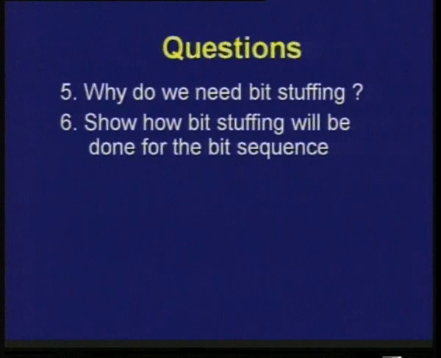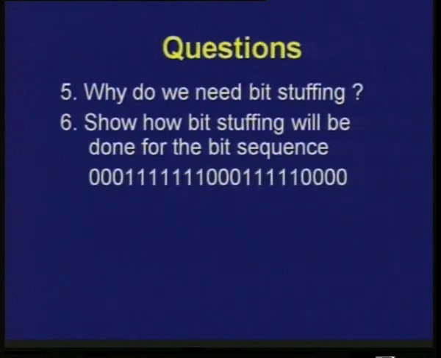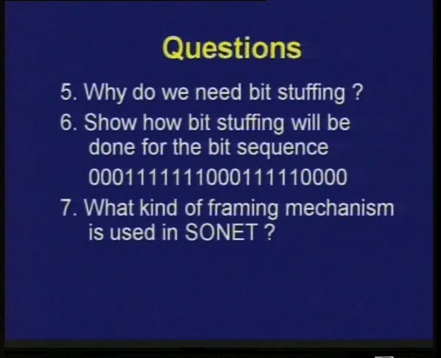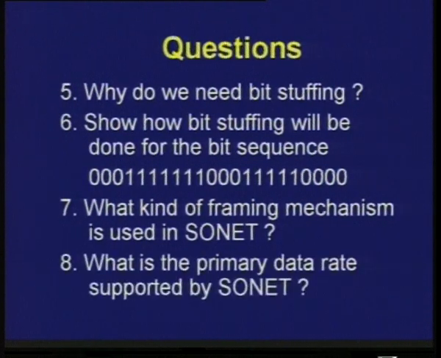Question number 6. Show how bit stuffing will be done for the bit sequence 0 0 0 1 1 1 1 1 1, that is 7 ones, followed by 3 zeros, followed by 5 ones, followed by 4 zeros. What kind of framing mechanism is used in SONET? What is the primary data rate supported by SONET?